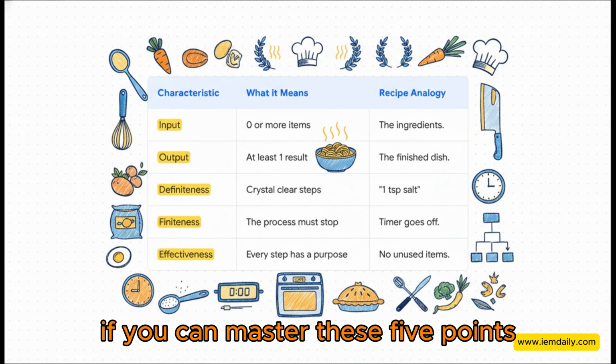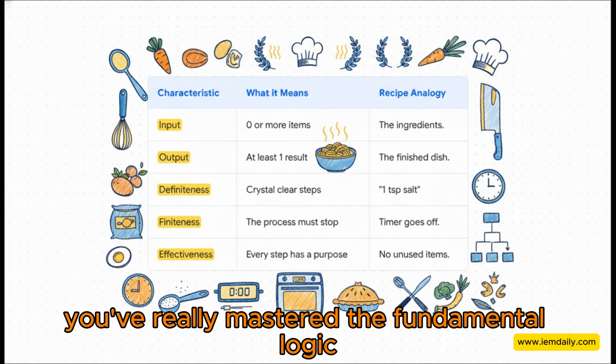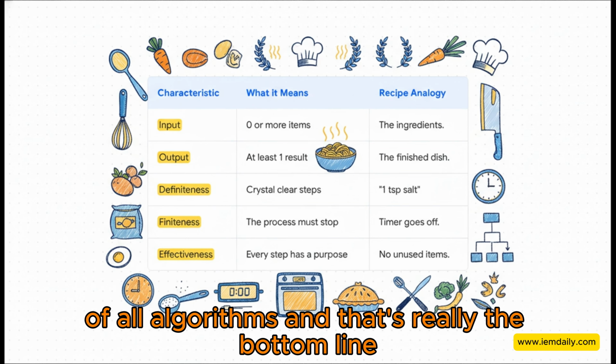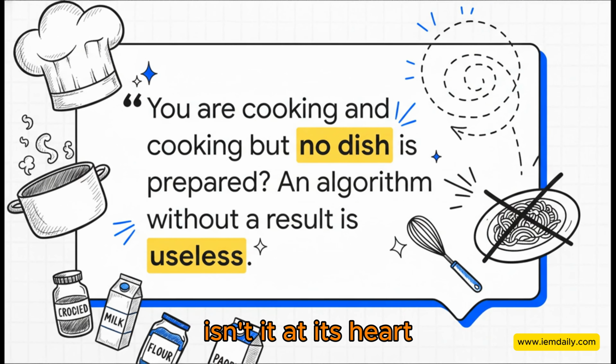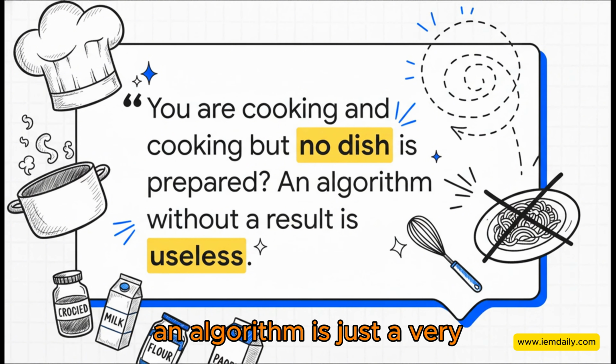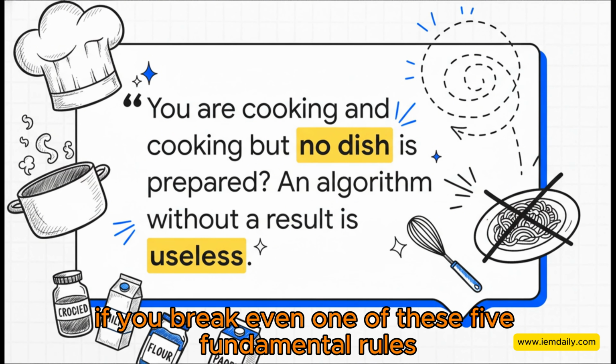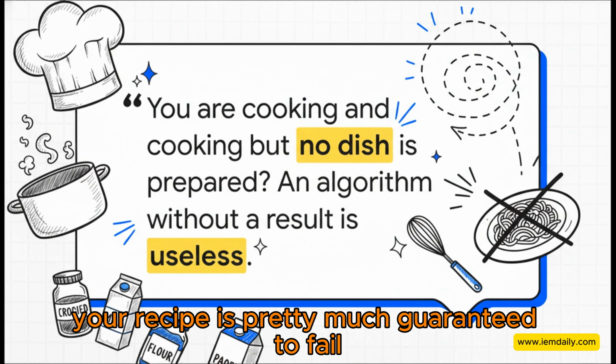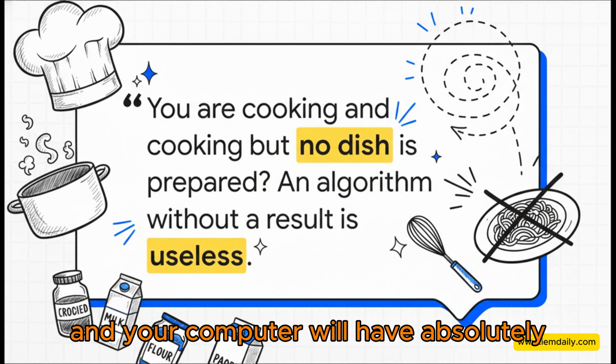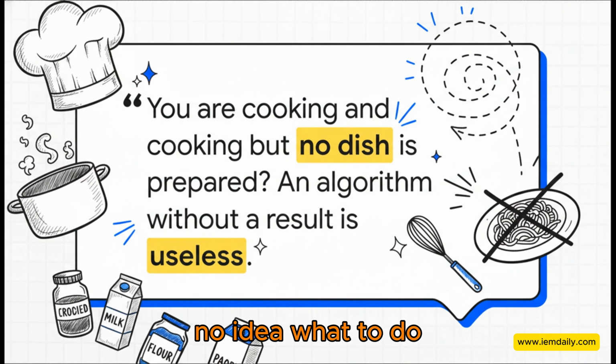If you can master these 5 points, you've really mastered the fundamental logic of all algorithms. And that's really the bottom line, isn't it? At its heart, an algorithm is just a very, very precise recipe. If you break even one of these 5 fundamental rules, your recipe is pretty much guaranteed to fail, and your computer will have absolutely no idea what to do.